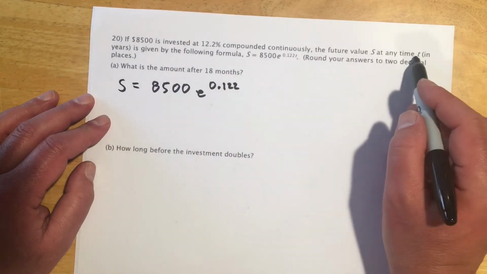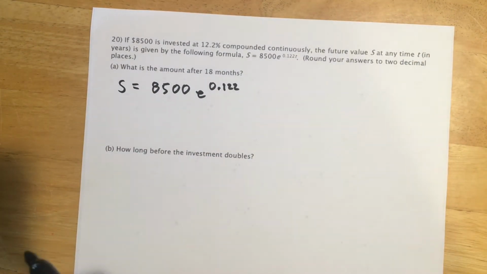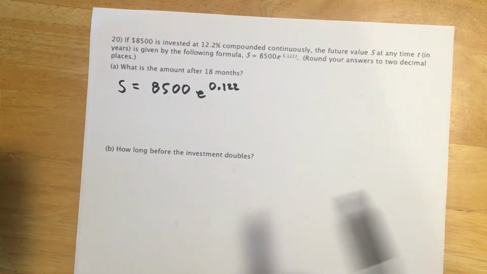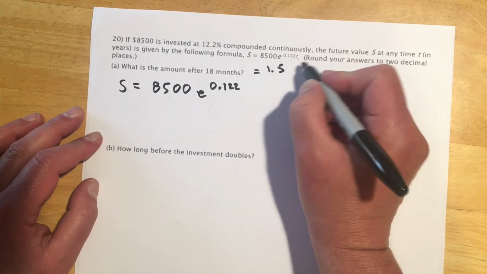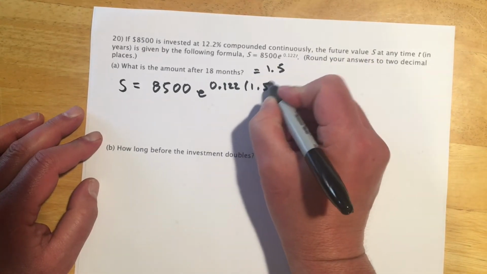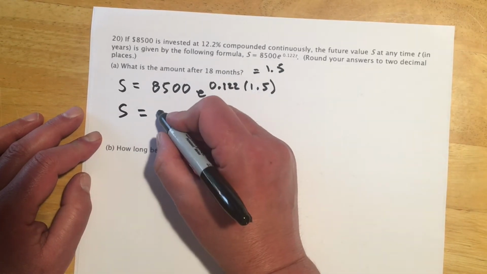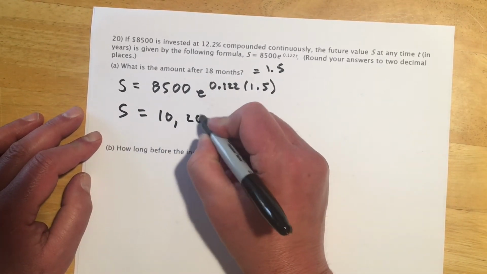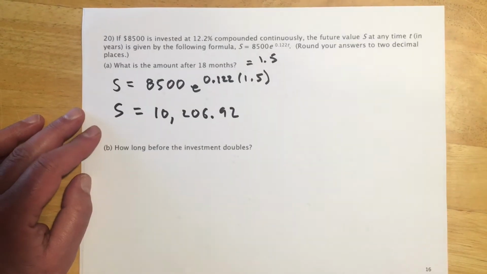And that is because this is time in years. These financial formulas are always going to be in years unless otherwise stated, and that would be very odd for it not to be in years. So in years, 18 months equals 1.5 years. So that's what we got to plug in there. And then from there, it's just tossed into the calculator and it should come out to 10,206.92 to the nearest cent.